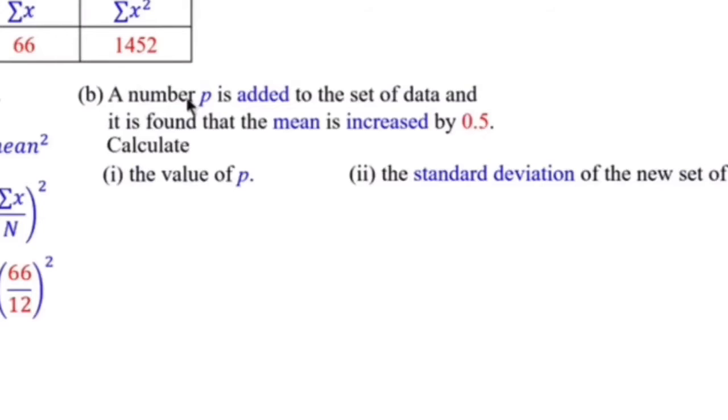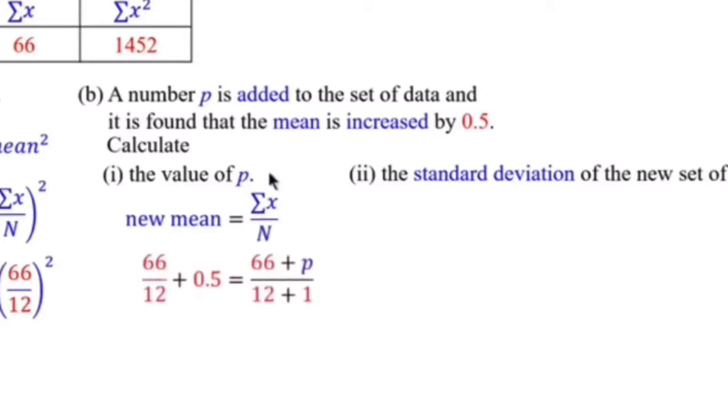Let's discuss question B. P is added and the new mean is increased by 0.5. So we have to find the value of p. First of all, we start with the formula: new mean equals new sum over n. So you have the new mean, you must have the new total, or new sum. The new mean is the original mean, 66 over 12, plus 0.5. Original mean is 66 over 12 just now. Because it increased by 0.5, you put 66 over 12 plus 0.5.